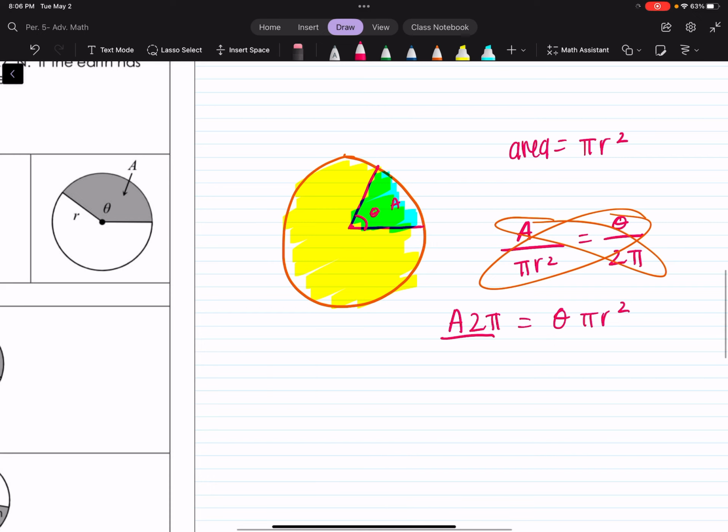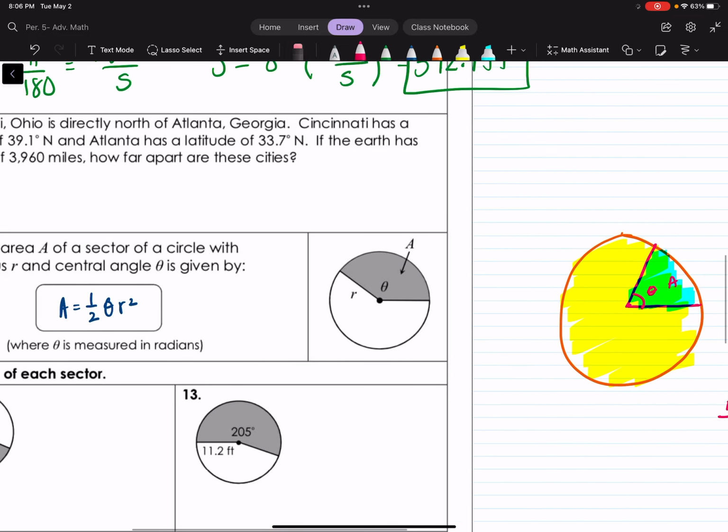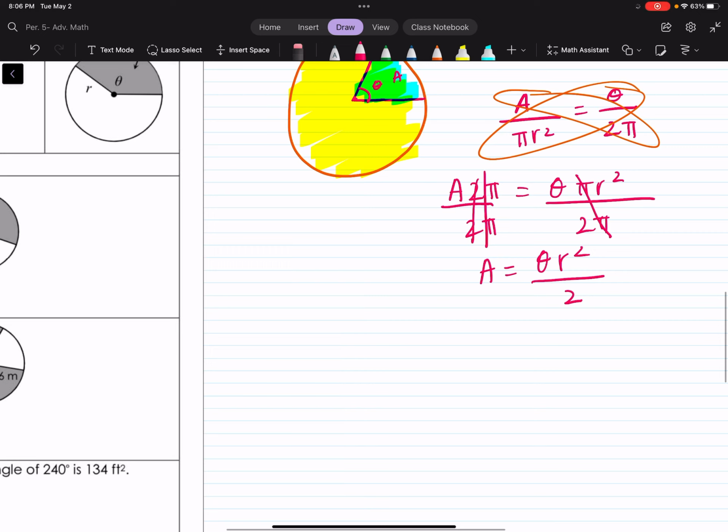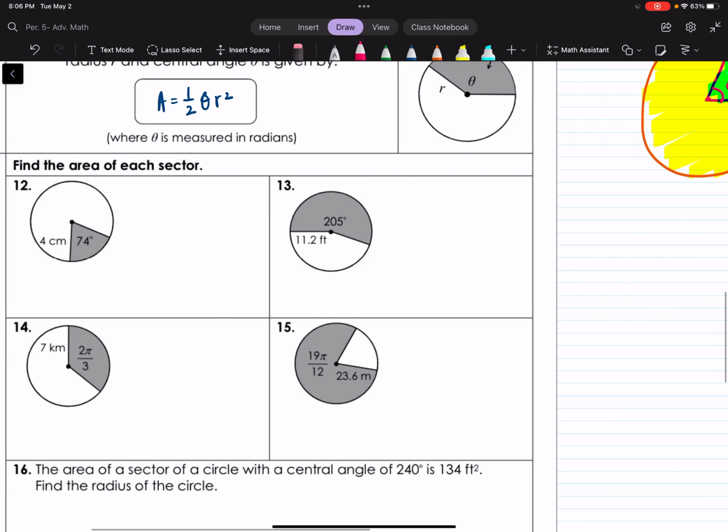To solve for A, which is that little piece, that area of a sector, you divide both sides by 2 pi. In this case, the 2 pi's eliminate out. Then you get A is equal to, in this case, only the pi's eliminate, so I have theta r squared over 2. Now, this might not look exactly like what we wrote over here, but it's the same thing. All they did was pull out the 1/2, and then you're left with theta r squared, which is the same thing that we have right there.